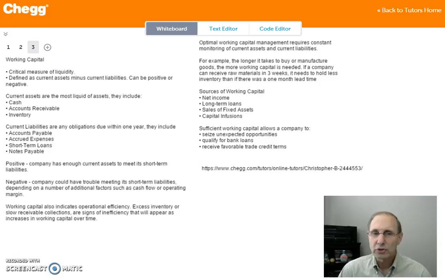Working capital is also a good indication of operational efficiency. For instance, excess inventory or slow accounts receivable collections are signs of inefficiency that will appear as increases in working capital over time. Optimal working capital management requires management to constantly monitor current assets and current liabilities.